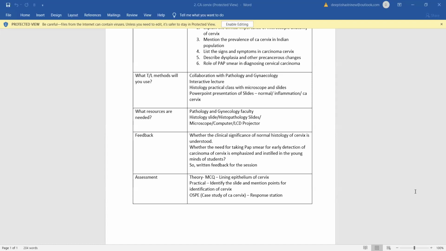Now, assessment for this ECE module is in the theory exam, in the MCQs, the lining epithelium of cervix can be asked. Then in the practical exam, what can be done is identify the slide and mention points for identification of cervix. And third way the assessment can be done is via an OSPE, by formulating a case study for CA cervix with various response stations. So in this way, this ECE module for CA cervix histology of that can be formulated.